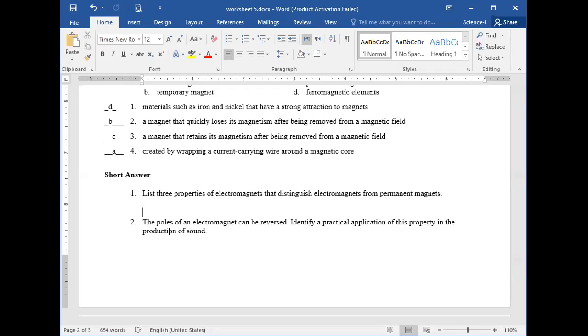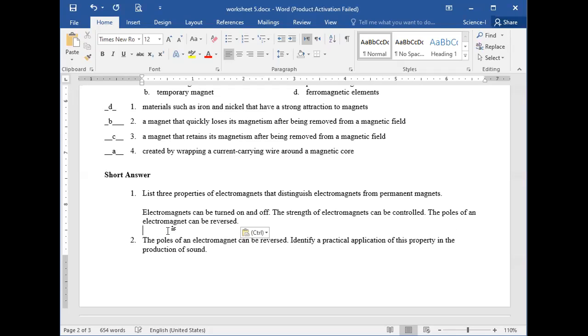Okay, we said that the two poles can be reversed. I could reverse the poles of the electromagnet, but I cannot do this in the permanent magnet. So by switching the current direction in the electromagnet, I could reverse its magnetic poles. So like this, we said that electromagnets can be turned on and off, the strength of the electromagnet can be controlled, and the poles of the electromagnet can be reversed.